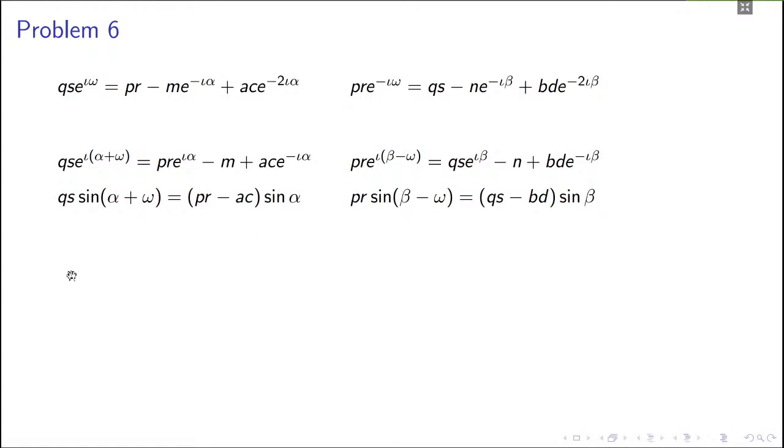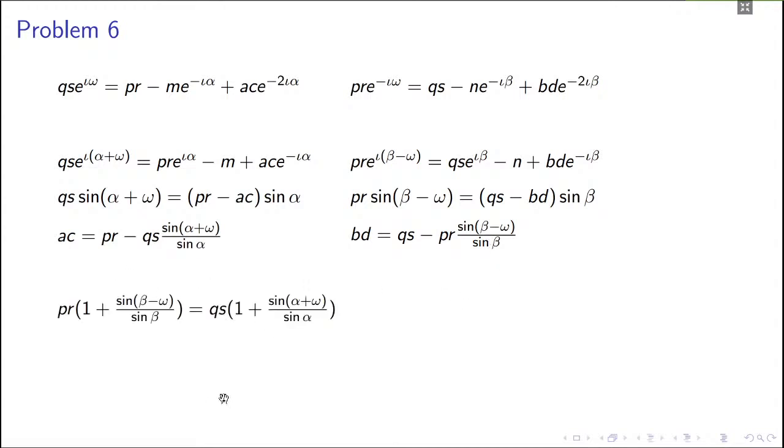Now I also would like to use the condition that AC equals BD. So I find AC from here, I find BD from there, and then I equate them. AC I find here, BD I find here, and I equate them, and I get everything in PR and QS. Okay, so this equals this. I bring all the PR terms to one side, and I bring the QS term to the other side, and you end up with this.